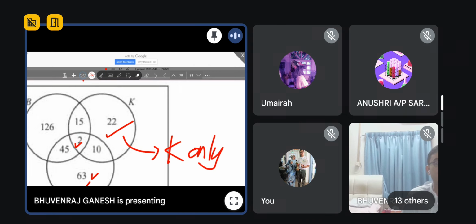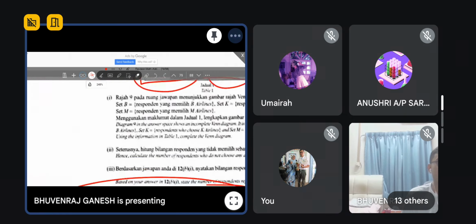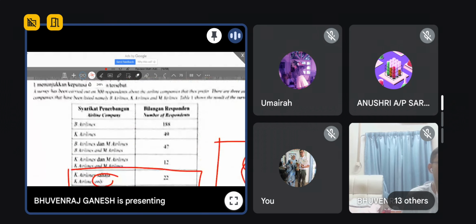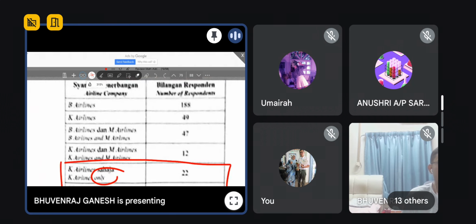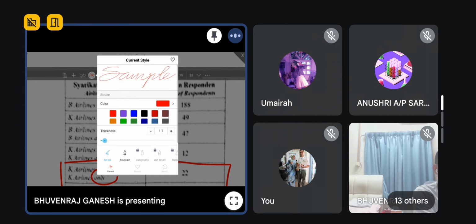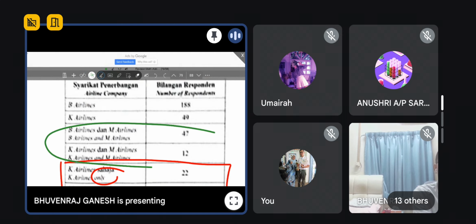Okay, so now is the time for you to analyze. You see this jadual. You focus on these 2 first, guys. We still focus on the intersection part, this green colour. Okay, take note guys.